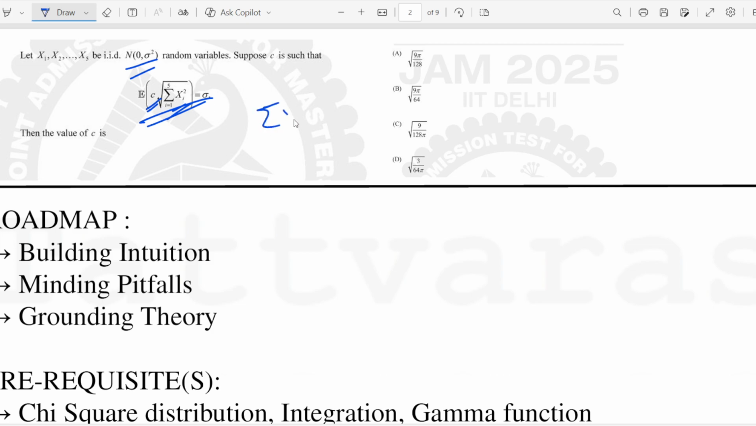So this thing we would anyway expect to be close to sigma square, or in expectation around sigma square, right? Because the summation of xi square by sigma square is a chi-square variable with n degrees of freedom. So when we take sigma square outside of this expression, the expectation will become equal to sigma square.